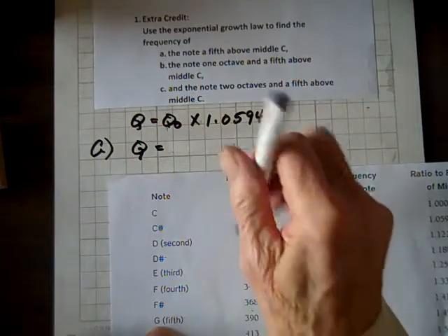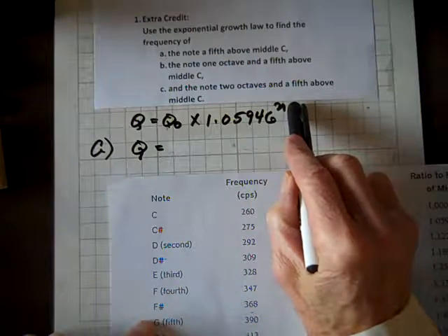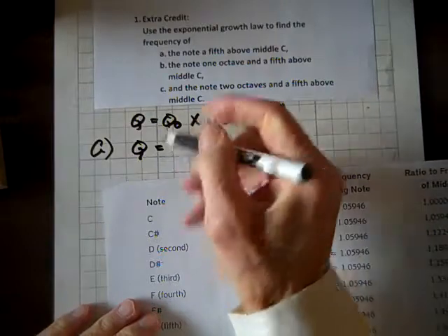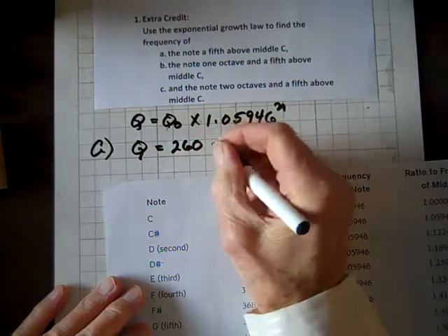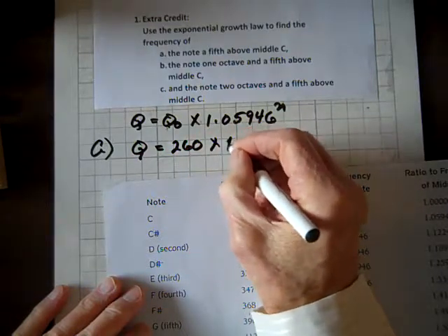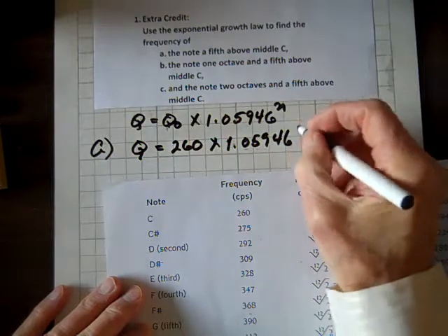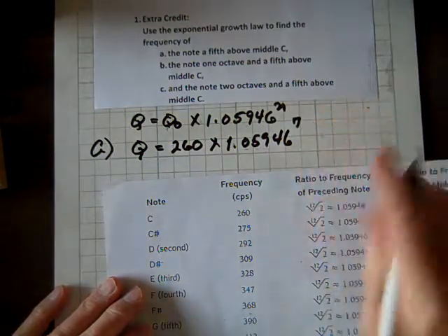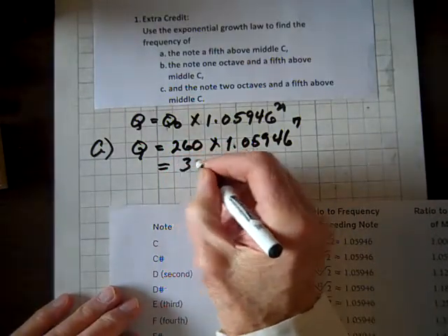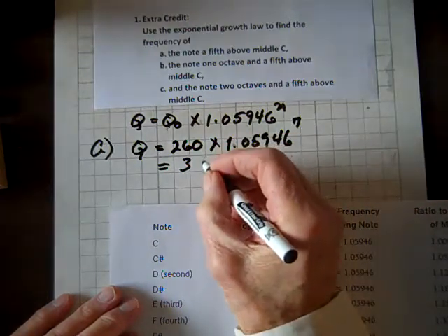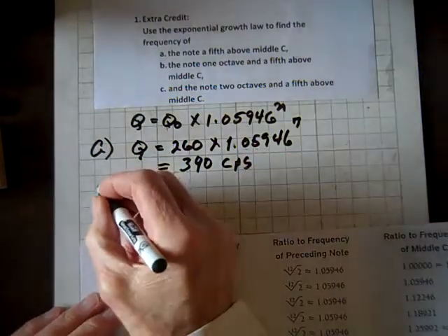So then also n in this equation represents the number of half steps. So for this particular time around, middle C has 260 cycles per second. We're going to times 1.05946, and we went seven half steps, so n equals 7, so 7 goes in the exponent position. And when we run that through a calculator and round, we get 390 cycles per second.